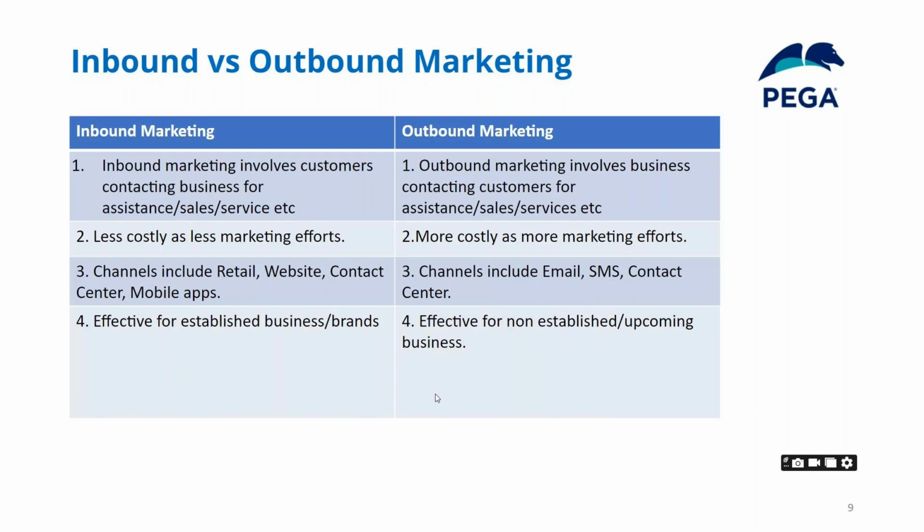So where all can you do this in Pega? You can do it through retail, website, customer service, and mobile applications. That means if you make an inbound call to the customer care, that is also inbound marketing. Let us say you are opening the mobile application, that is also inbound only. Let us say you open the HDFC Bank website and then you see the offer. Here also the customer is contacting the business, inbound marketing.